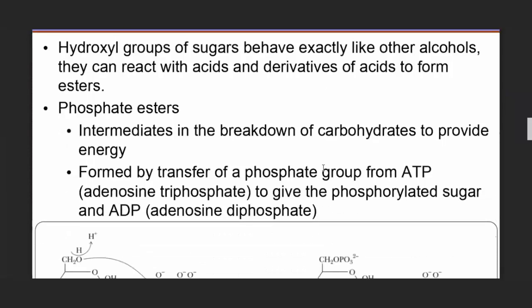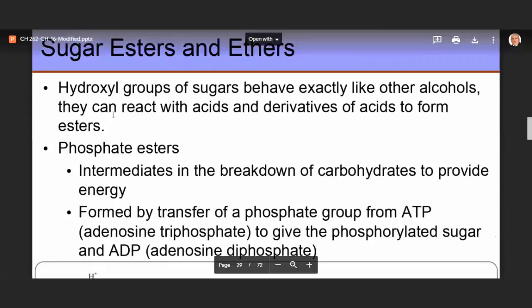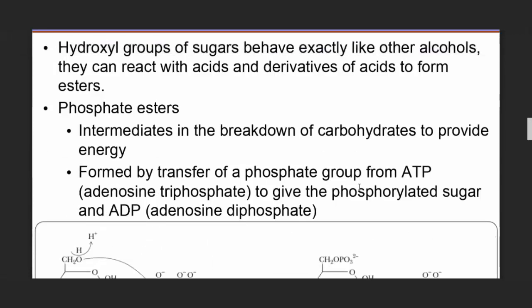Sugar esters and ethers. What are some important esterification reactions of sugars? Hydroxyl groups of sugars behave exactly like other alcohols. They can react with acids and derivatives of acids to form esters, phosphate esters. They are intermediates in the breakdown of carbohydrates to provide energy, as we will see, formed by transfer of a phosphate group from ATP to give the phosphorylated sugar and ADP.